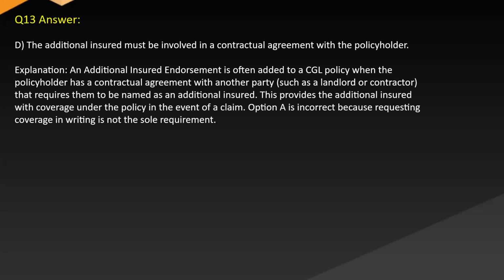Answer D. The additional insured must be involved in a contractual agreement with the policyholder. Explanation. An additional insured endorsement is often added to a CGL policy when the policyholder has a contractual agreement with another party, such as a landlord or contractor, that requires them to be named as an additional insured. This provides the additional insured with coverage under the policy in the event of a claim. Option A is incorrect because requesting coverage in writing is not the sole requirement.